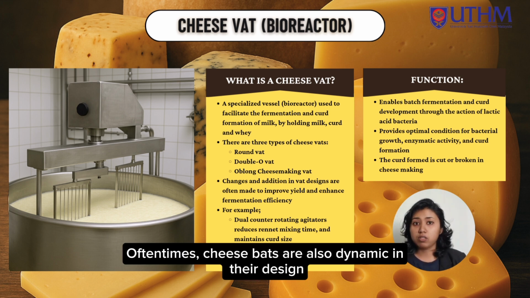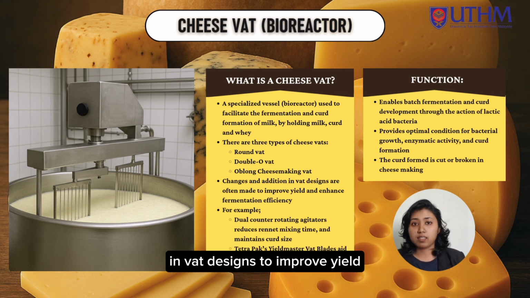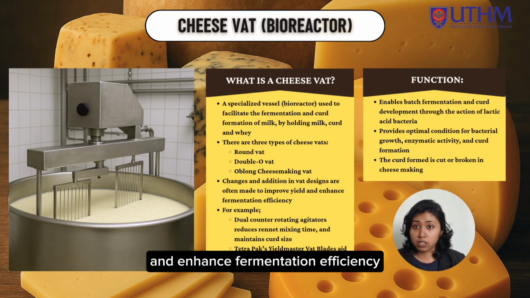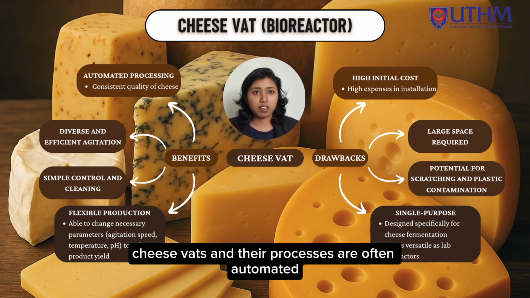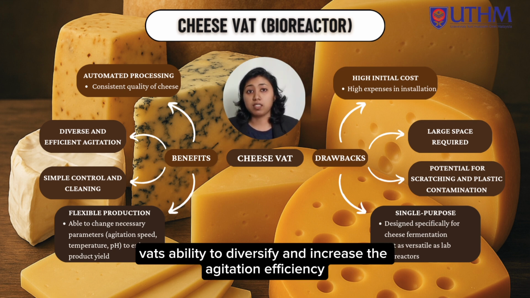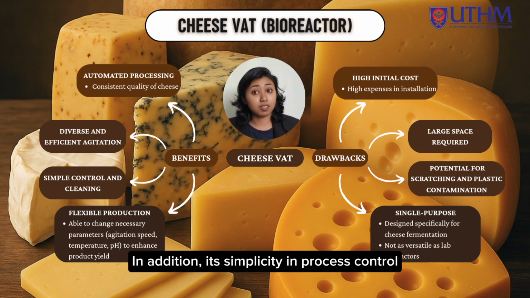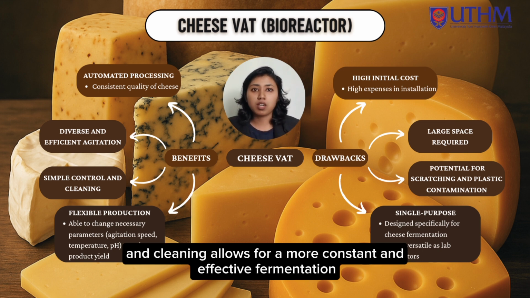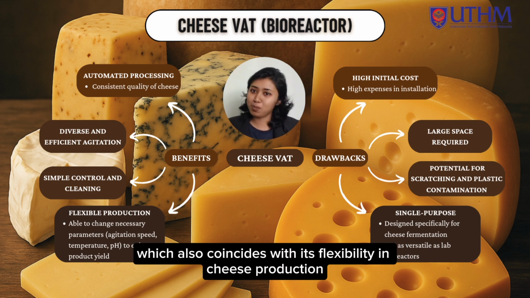Oftentimes, cheese vats are also dynamic in their design, as cheese-making industries make changes and additions in vat designs to improve yield and enhance fermentation efficiency. Now let's talk about what makes it special. In cheese-making industries, cheese vats and their processes are often automated, making the quality of cheese produced consistent. This coincides with the cheese vat's ability to diversify and increase the agitation efficiency up to curd formation. In addition, its simplicity in process control and cleaning allows for a more constant and effective fermentation, which also coincides with its flexibility in cheese production.